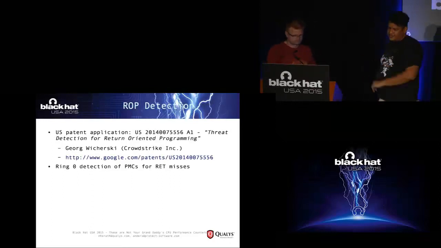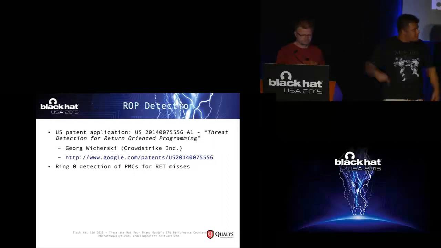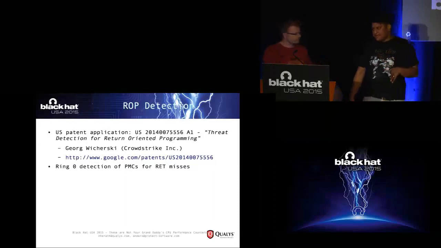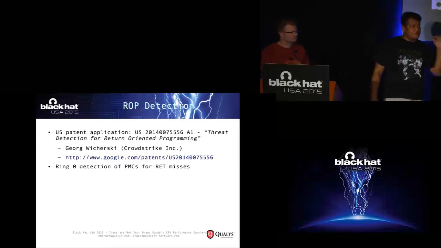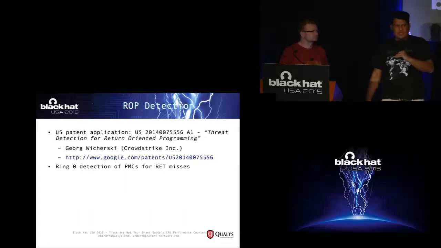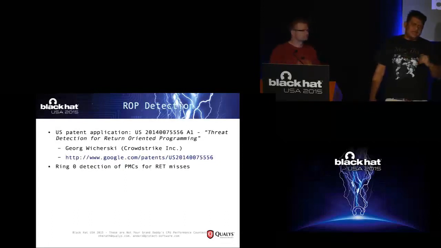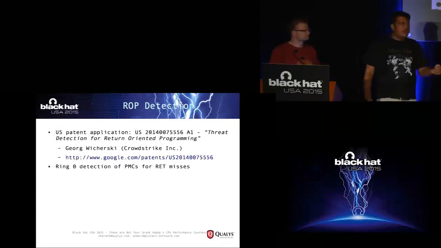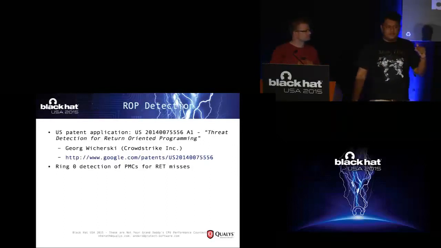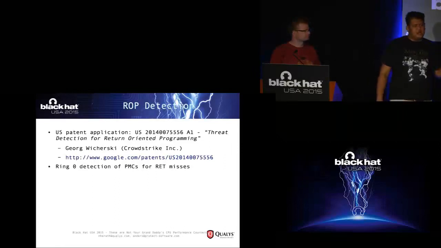And this one is an interesting one by Georg Wojcicki. This is a US patent from CrowdStrike. And basically what they're doing here for ROP detection is that they're using the performance measuring counters from ring 0, and they're looking for the ret misses that we were talking about. So ret misses is basically when the return address is mispredicted by the CPU. And in case of something like ROP, you are likely to get ret misses because the addresses that you're returning to in a ROP setting are not usual addresses that are returned to. They're basically different addresses of gadgets.